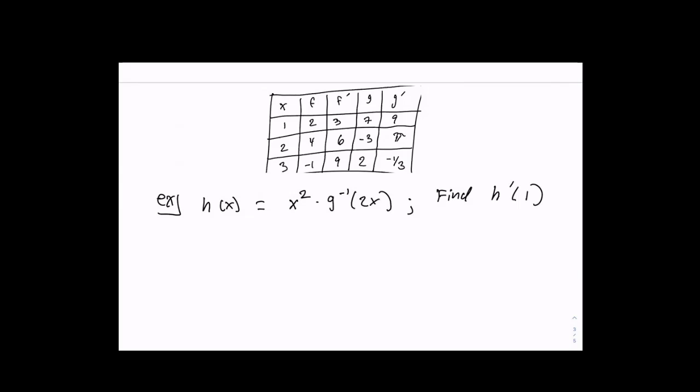So I need to know that when a question says find h prime of 1, I need to find h prime of x. That's always the one thing you want to do: when you want to find h prime of a number, h prime of a, you first find h prime of x.